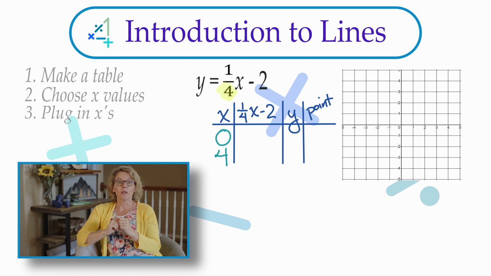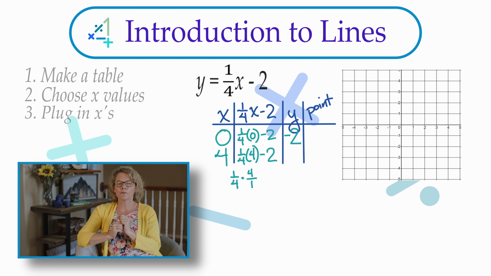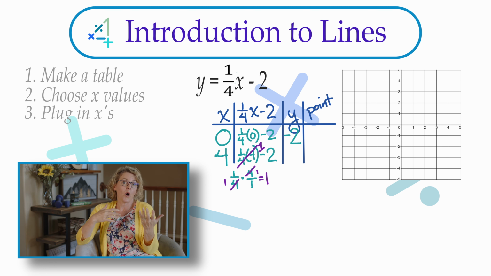Step 3, we must do math now. Put the 0 in for x. 1/4 times 0 minus 2 equals 0 minus 2 equals -2. So the y equals -2. Put that 4 in now for x. 1/4 times 4 minus 2. 1/4 times 4 over 1. I can slash and turn these into ones, and the answer is 1. Don't forget to take away the 2 now. 1 minus 2 is -1. That goes here.